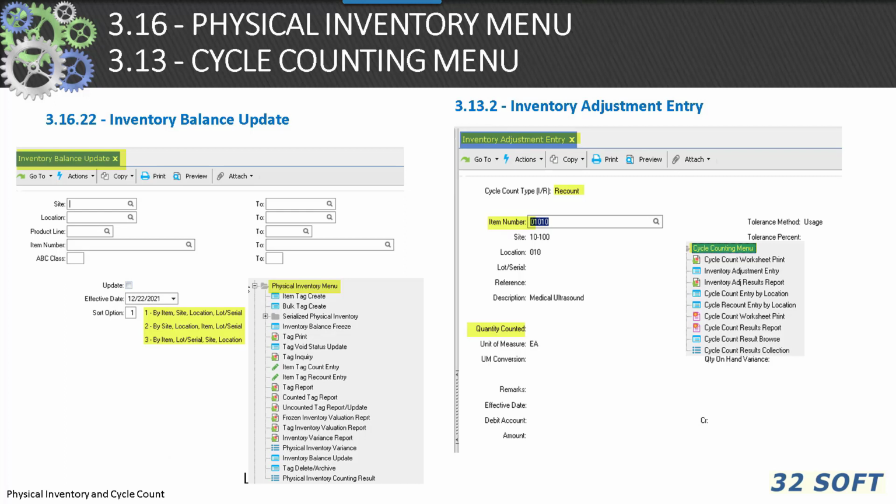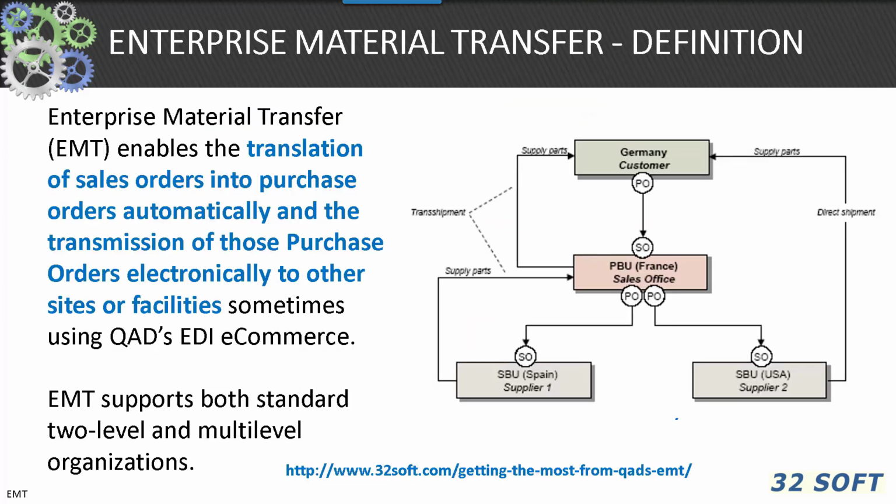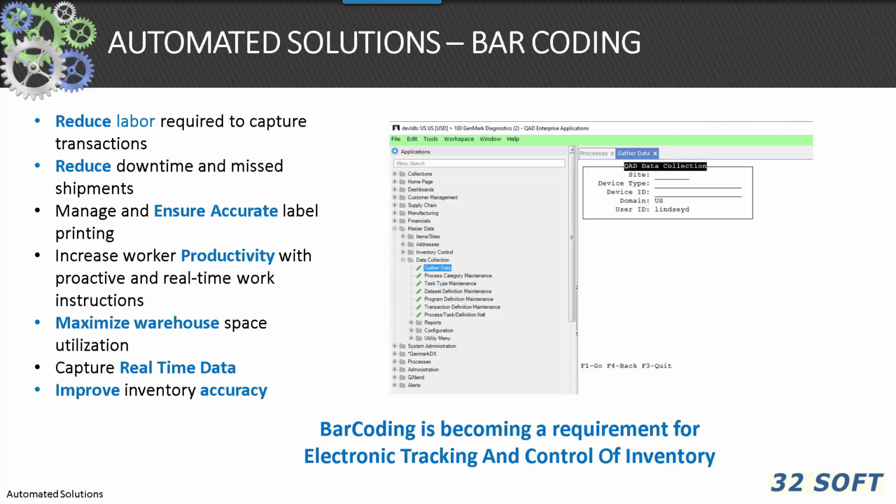I won't go into physical inventory menu or cycle counting, just a word that the crisis management team needs to understand what that means in terms of adjustment to inventory on hand. Could be an indicator of poor quality in stock. Enterprise material transfer, we covered this in June. This automates the movement of inventory between various entities in QAD, which may be pertinent to your recall activity.